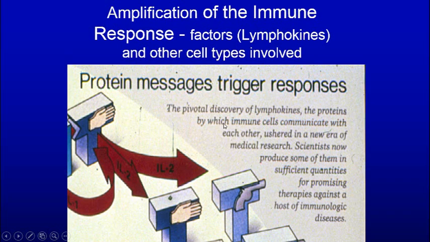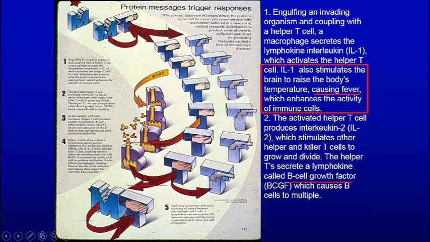So the macrophages produce interleukin 1, interleukin 2, and then they should be used in these two. Also, here we see the whole thing where the macrophage interacts with the T cells. The T cells produce these interleukins that stimulate other T cells. They also stimulate the B cells to come on board.